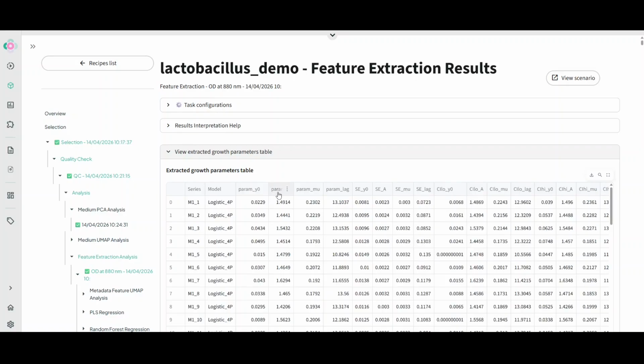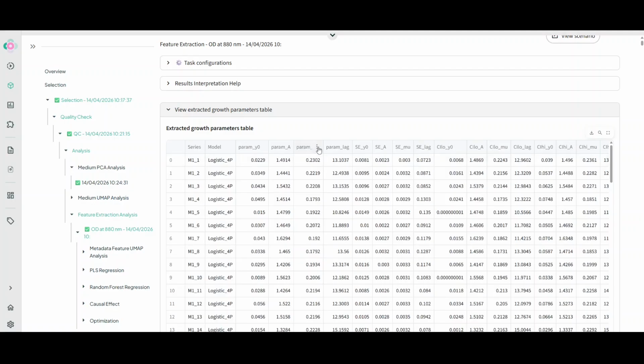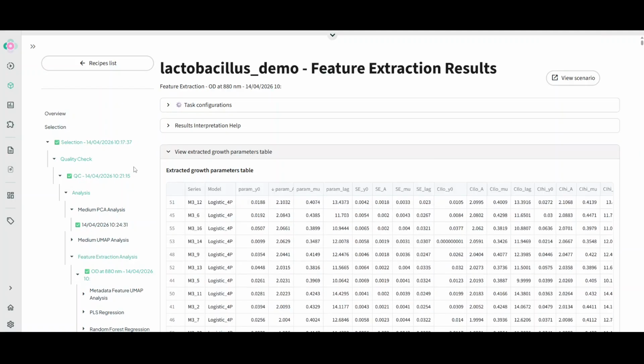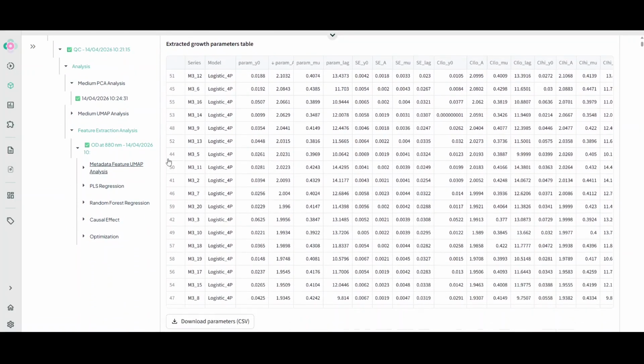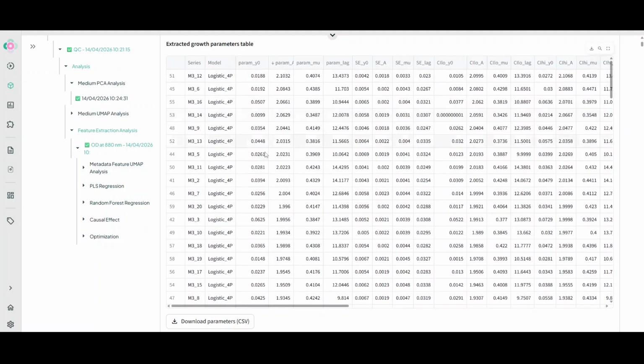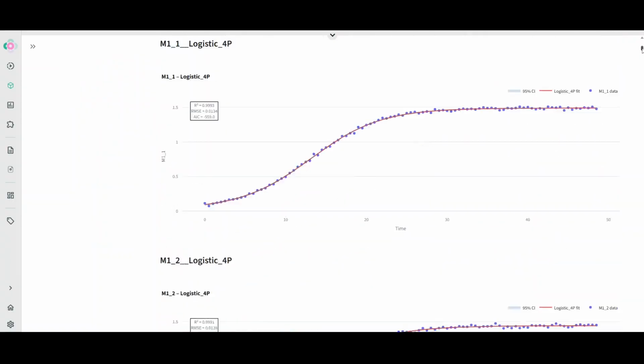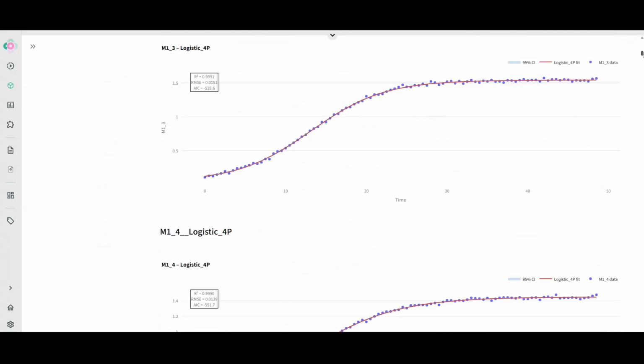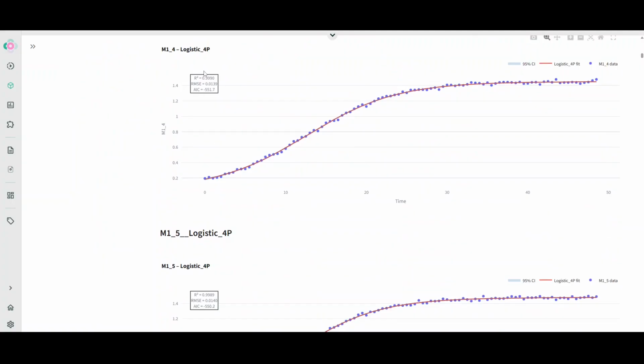The result table shows some parameters per sample. Looking at the parameter distribution by medium, M3 is a clear winner because it's where param A, the maximum biomass, is higher, and M6 is the worst. We found the same conclusion for param mu, the growth rate. The fitted curves overlay the raw biomass measurement almost perfectly, with high R-squared values for all samples.